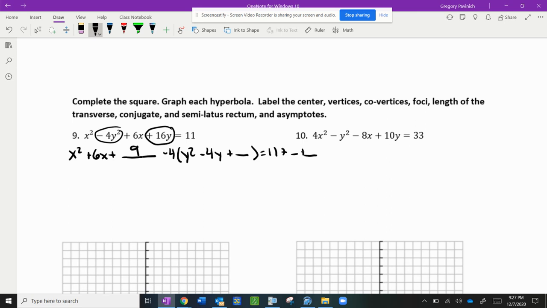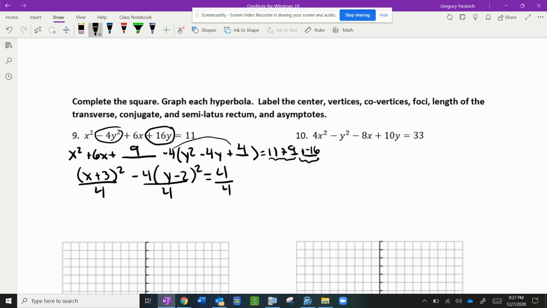And half of 4 is 2, squared is 4. And I added 9 to this one. And what did I really add to this one? A -16. So I have to add a -16. And then I have (x + 3) squared minus 4 times (y - 2) squared. And then I have over here 20 minus 16, which is 4. Divide everything by 4. Get it equal to 1.